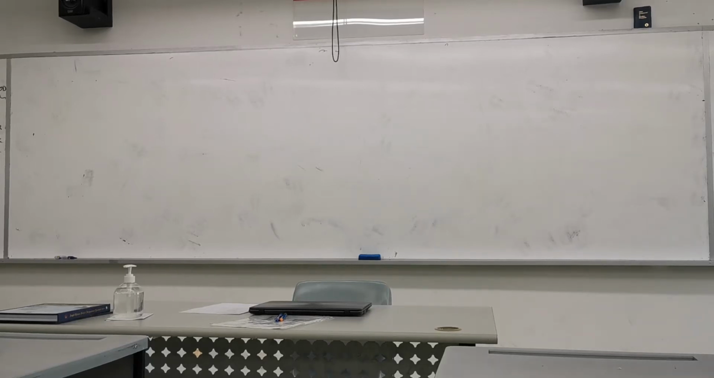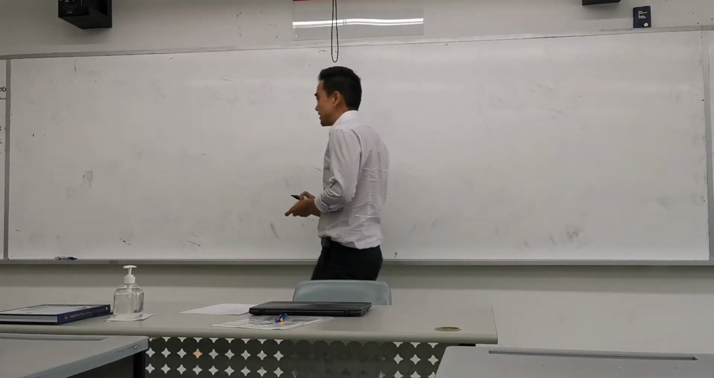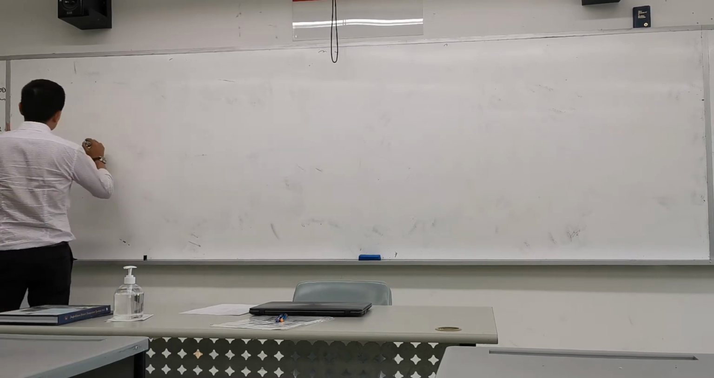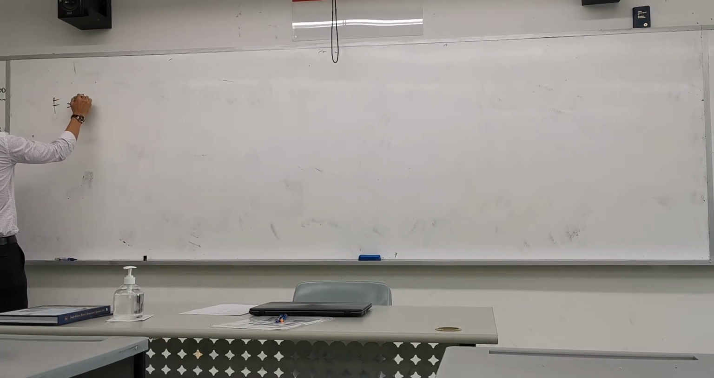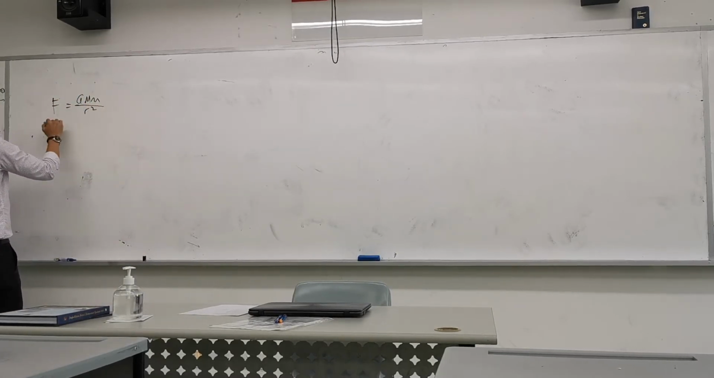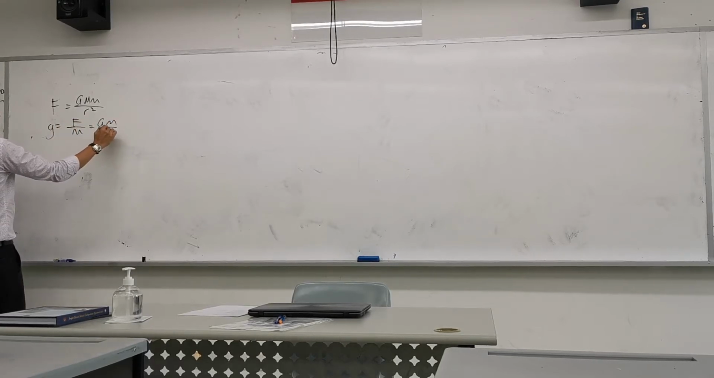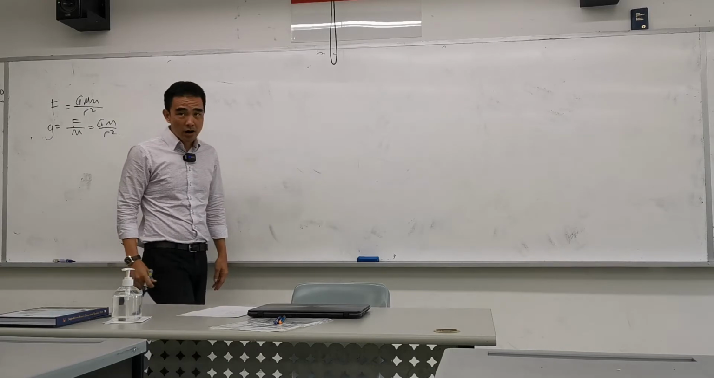Okay, class. Yesterday we did a couple of things. F equals GMm upon r squared, and g equals F upon m, which is GM upon r squared. Let's see how much of it you remember.